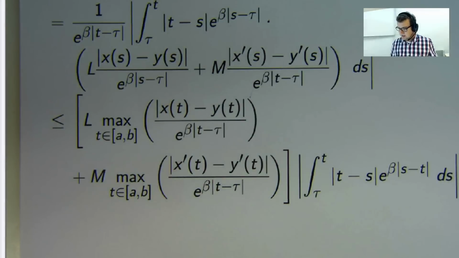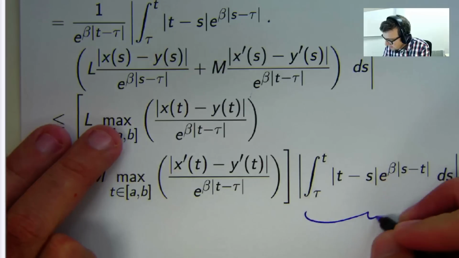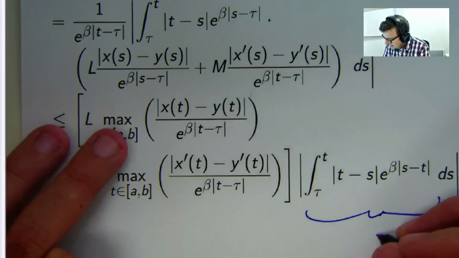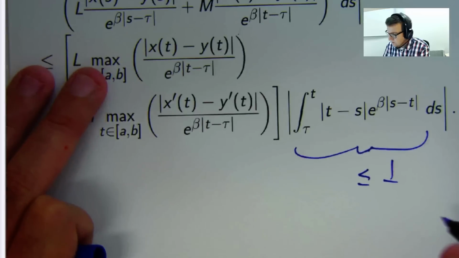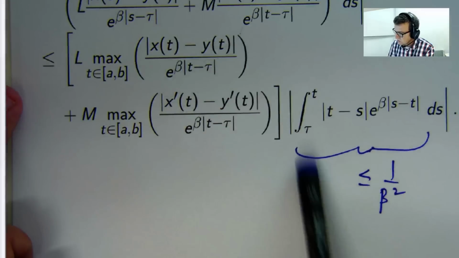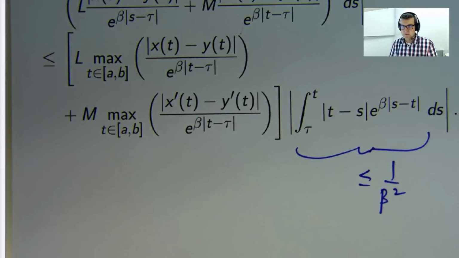And what is this? Well, we can simplify this, and I've simplified it in the paper. This is actually less than or equal to 1 on beta squared. So you get this big thing here times 1 on beta squared, okay?